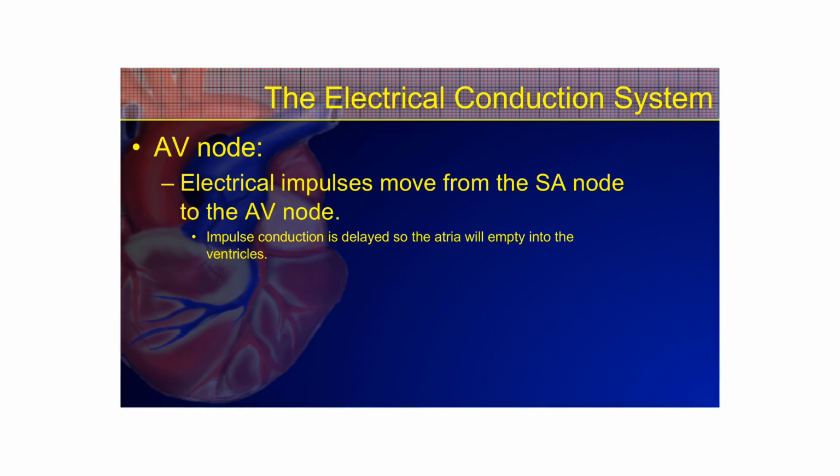The AV junction, including the AV node, surrounding tissue, and the bundle of His, also called the AV bundle, conducts impulses from the AV junction to the right and the left bundle branches.